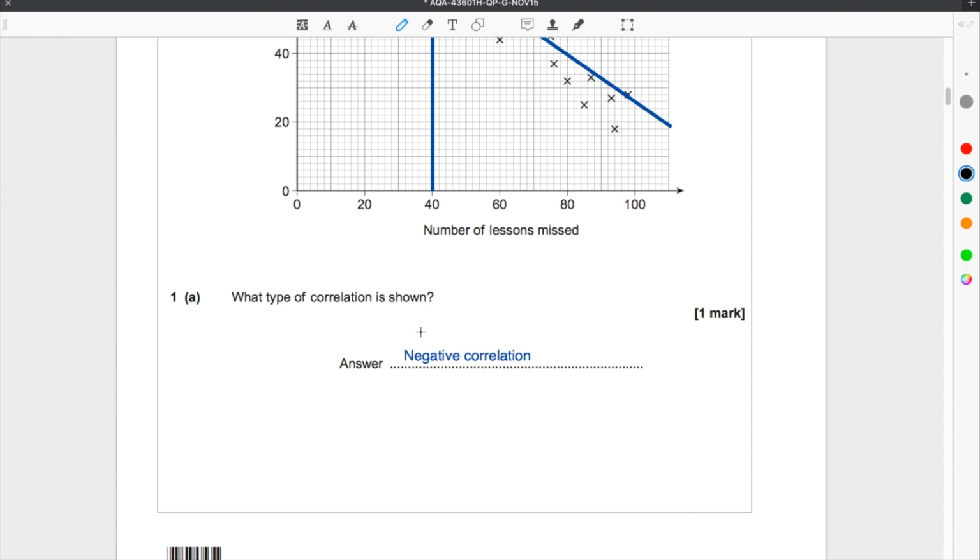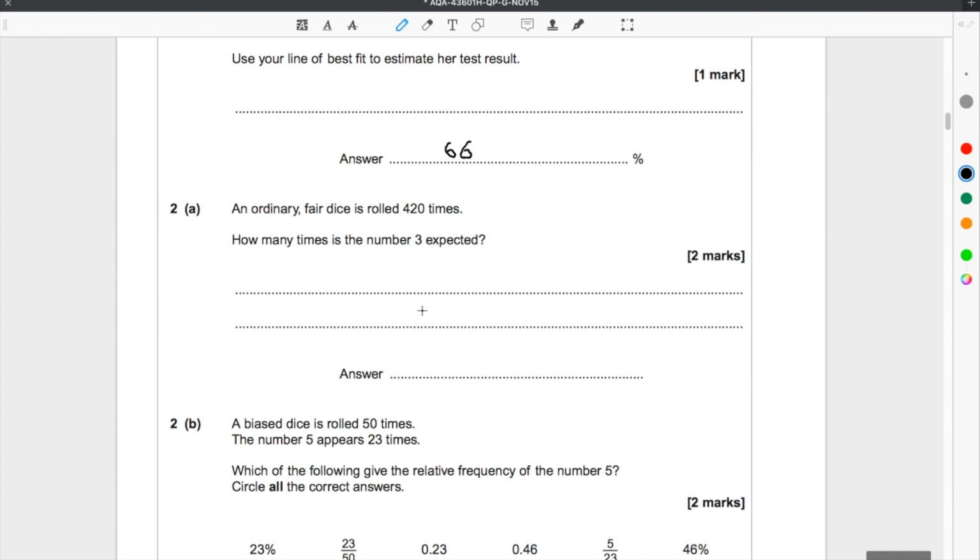Let's go back to this and move on to question 2a. An ordinary fair dice is rolled 420 times. How many times is the number 3 expected? So here all we need to notice is that on a dice there's 6 possibilities. The chance of getting any of those numbers on a dice is just 1 in 6. So the number 3 as well would be 1 out of 6. And that's the probability of getting a 3.